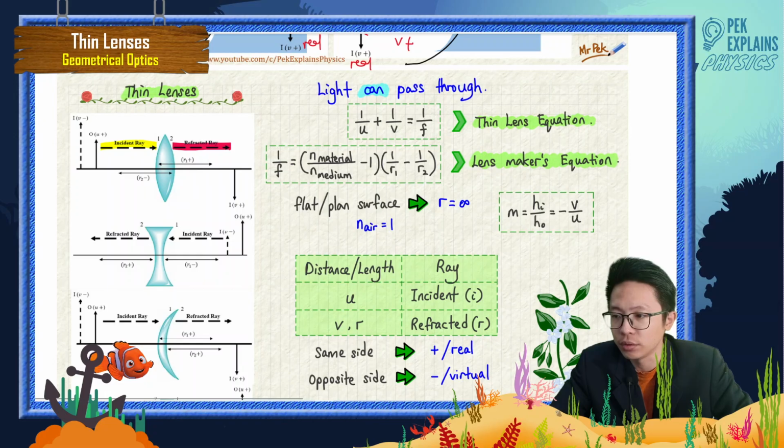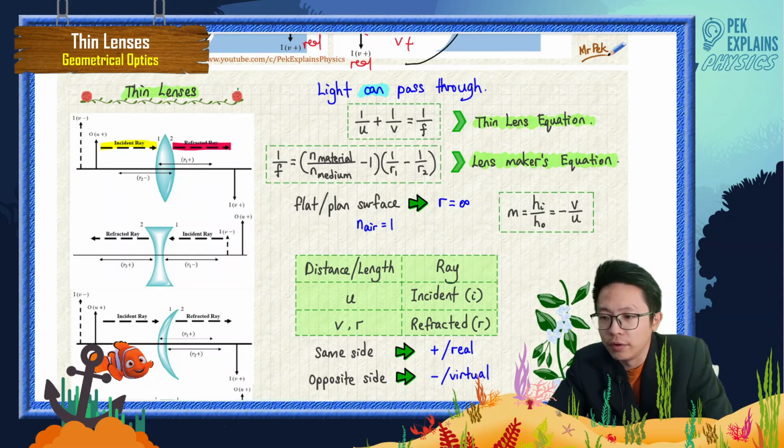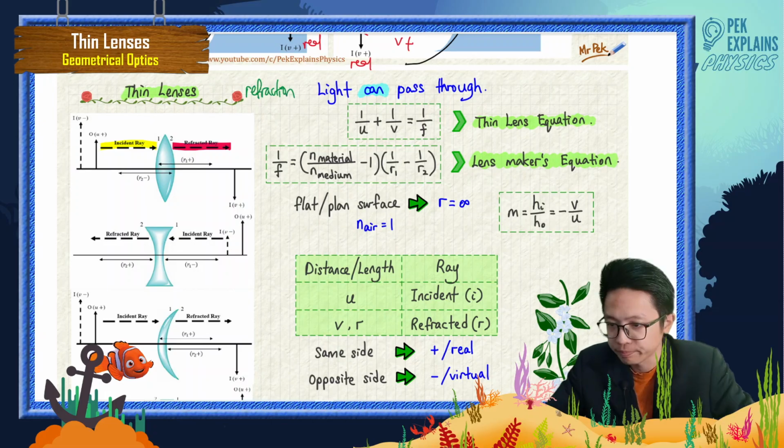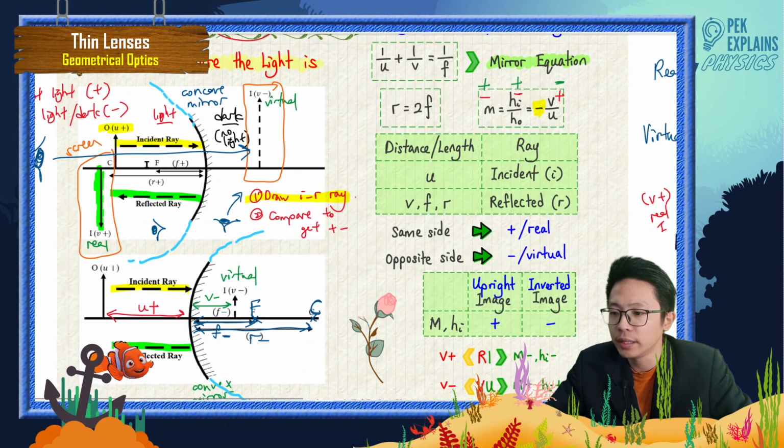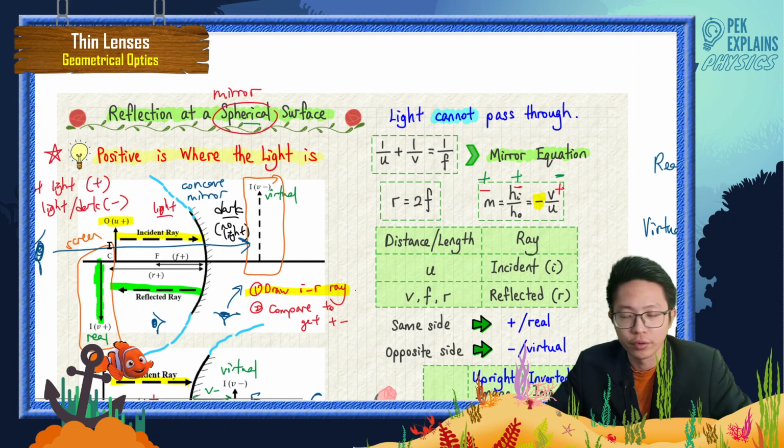This one is also under refraction. For a thin lens, the light can pass through. It's not like the mirror. For the mirror, the light cannot pass through. It's reflected away.